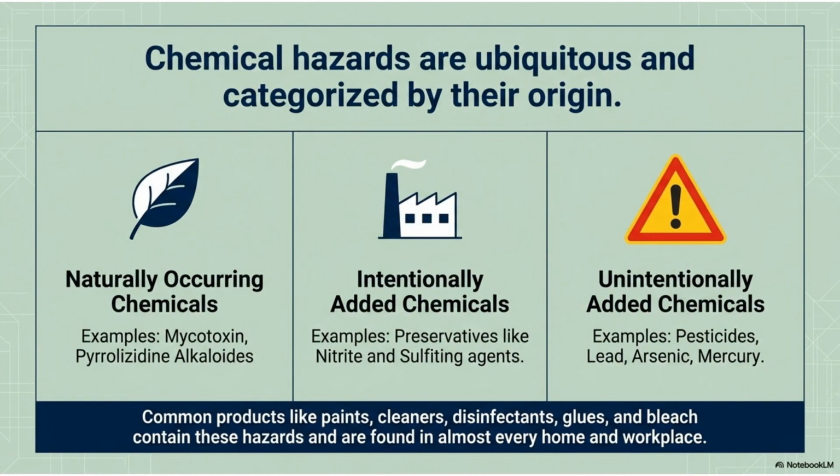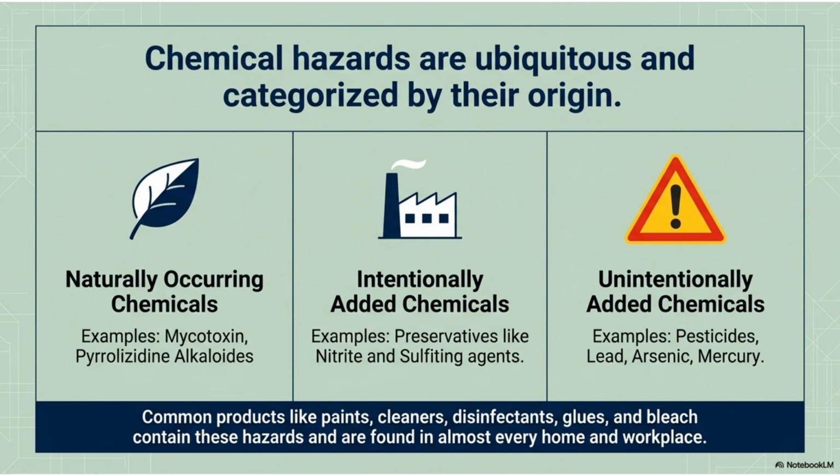Chemical hazards are ubiquitous, appearing in virtually every industry and even our daily lives. They generally fall into three categories based on origin. First are naturally occurring chemicals, such as mycotoxins or pyrrolizidine alkaloids. Next are intentionally added chemicals, like preservatives, nitrites, or sulfating agents used in food and processing. Finally, unintentionally added chemicals include pesticides, heavy metals like lead, arsenic, and mercury.